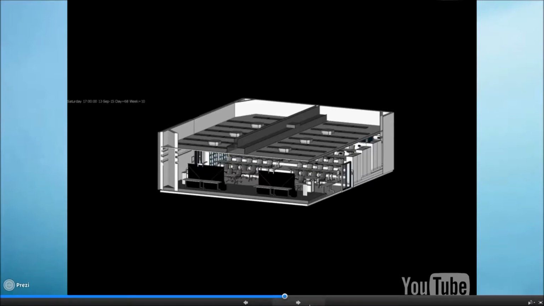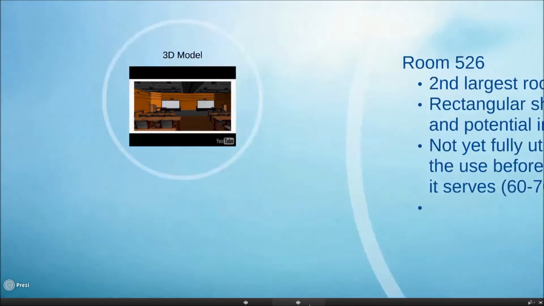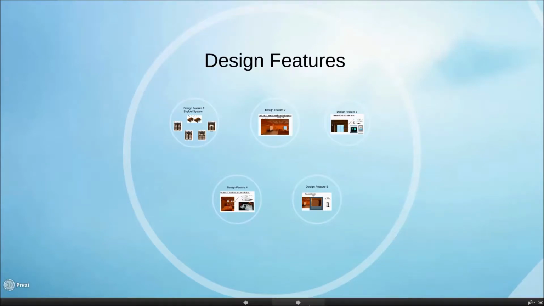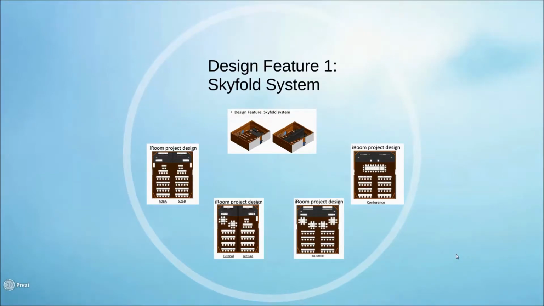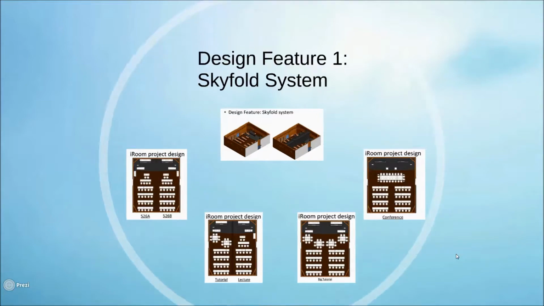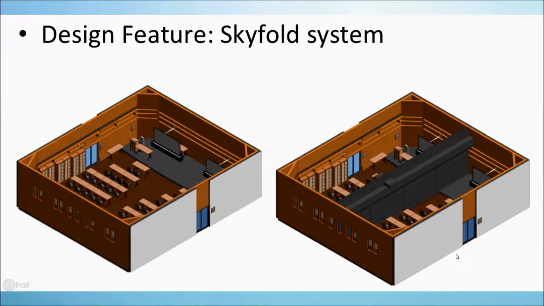And then I'm going to talk about the features of our designs. The first feature is the Skyfold system. It is a very new design, as the Skyfold system allows us to separate the room in two parts. The left sketch shows the room in its original state, and then with the Skyfold system applied, the room can be separated in two parts when needed.